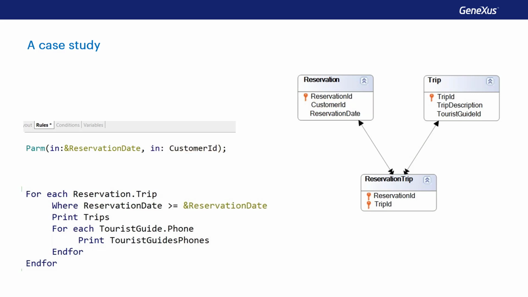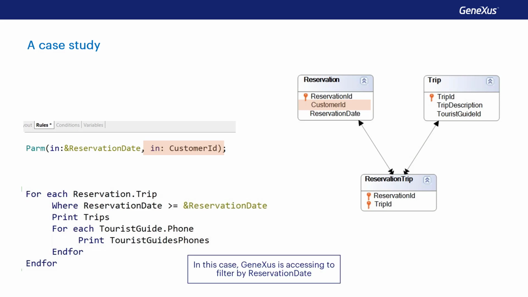It's important to clarify the following. The fact that the attribute received in the parm rule belongs to the extended table of the forEach command does not make it automatically apply as a filter. For this to happen, the forEach command must access that particular table of the extended table to perform an action.